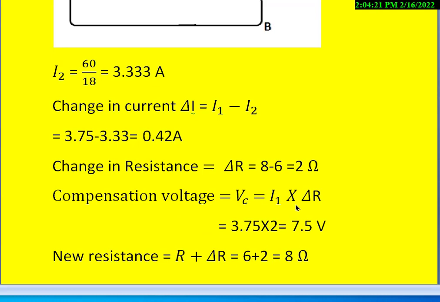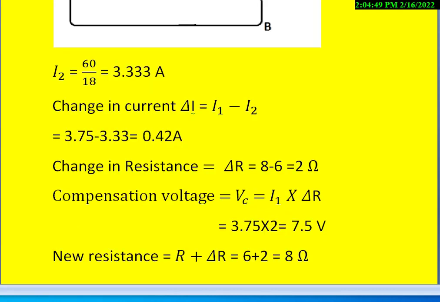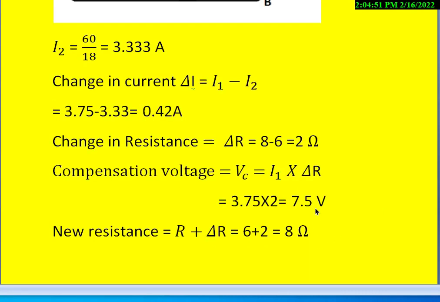Vc is equal to the initial current, that is when the resistance is only 6 ohms, that is I1, into the change in the resistance, that is delta R, that is 2 ohms. So that is 3.75 into 2. Then we get here 7.5 volts as the compensation voltage.